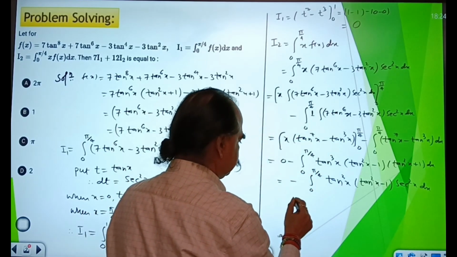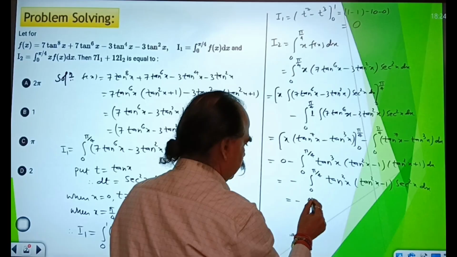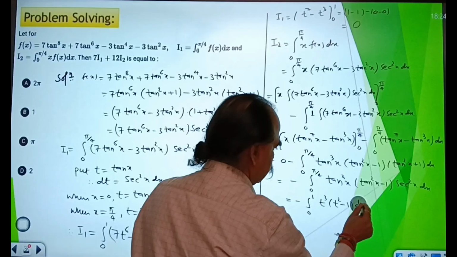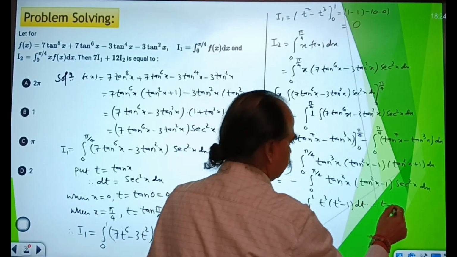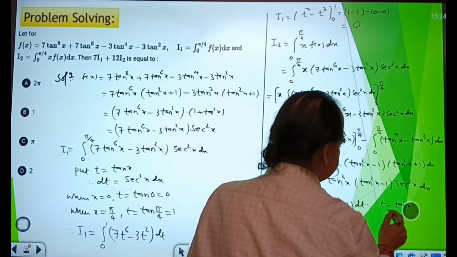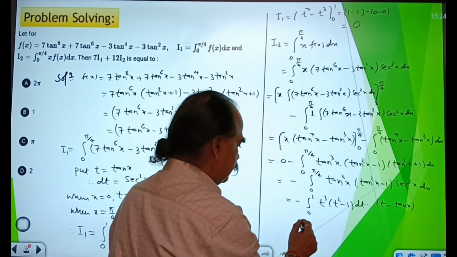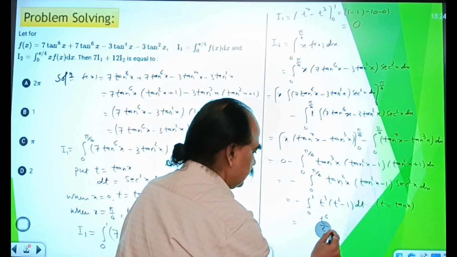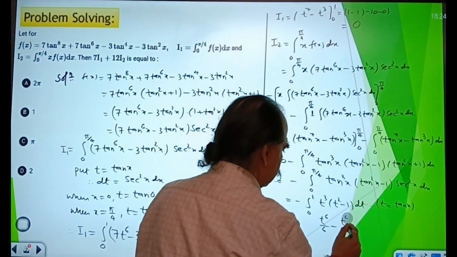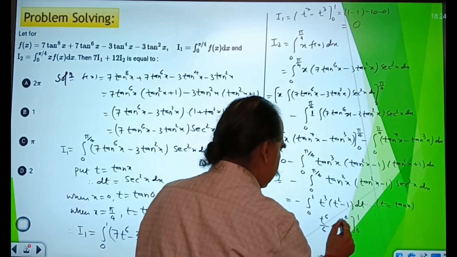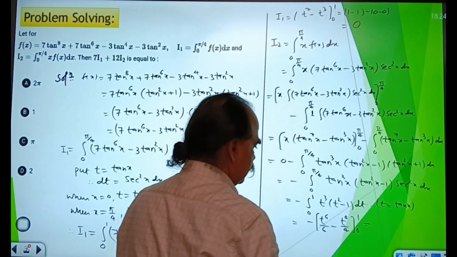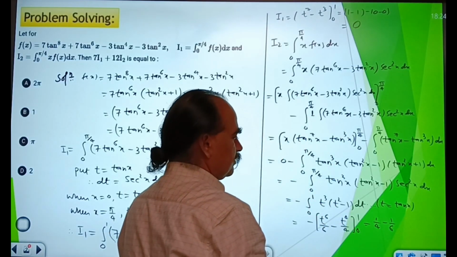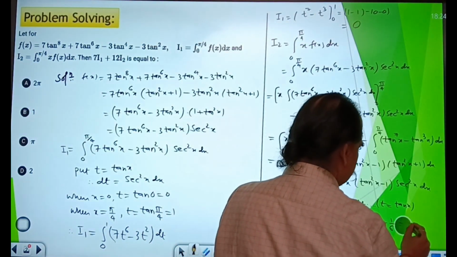Put t is equal to tan x. 0 to 1, t^3 into (t^2 minus 1) dt, which is t^5 minus t^3. Integration gives t^6 upon 6 minus t^4 upon 4, between 0 to 1. Outside is a minus sign. It will give you what? 1 by 4 minus 1 by 6, LCM 12, will give you 3 minus 2, 1 by 12.